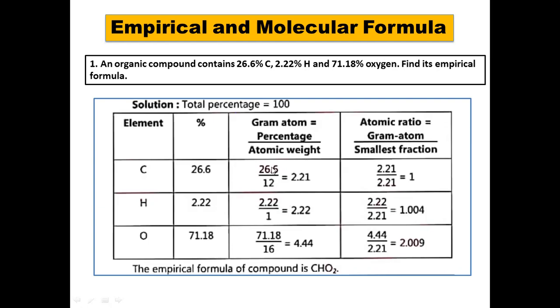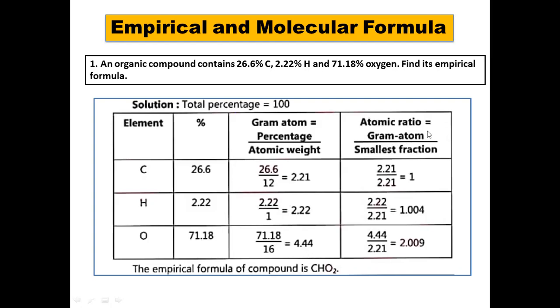So the percentage will be divided by the atomic weight of each element. For carbon, 26.6% divided by 12, that is percentage divided by atomic weight of carbon, gives 2.21. Similarly for hydrogen, the percentage is 2.22 and its atomic weight is 1, so 2.22 divided by 1 is 2.22. And for oxygen, the percentage is 71.18, so 71.18 divided by 16, the answer is 4.44.